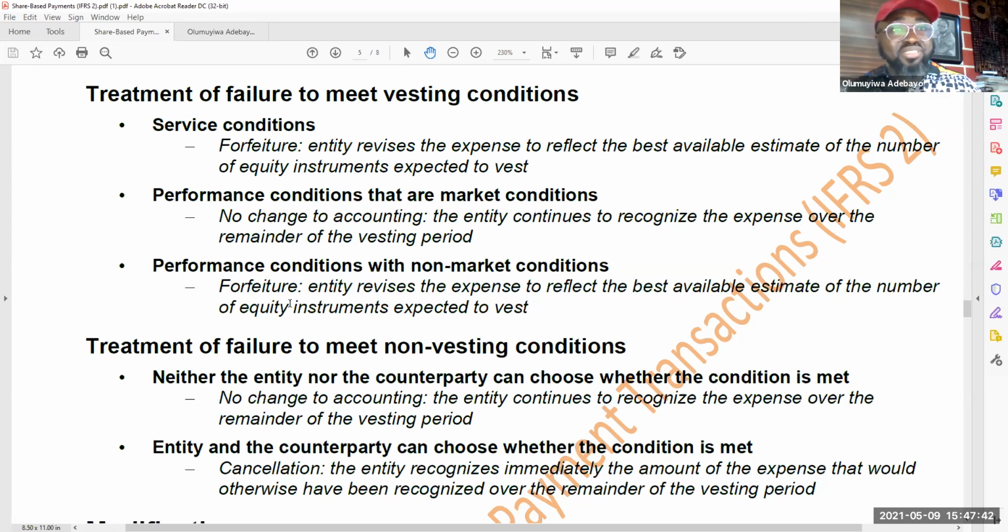Now, let me give you the factor. I told you critically that if it's a market condition, you don't do a true-up analysis of trying to re-estimate the number that will vest or not. Why? Because the ability to meet those conditions has been factored in ab initio in the fair value as at the grant date.